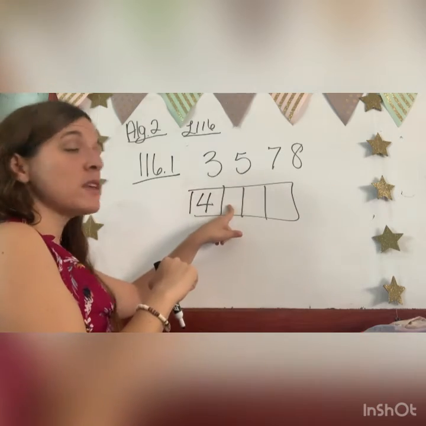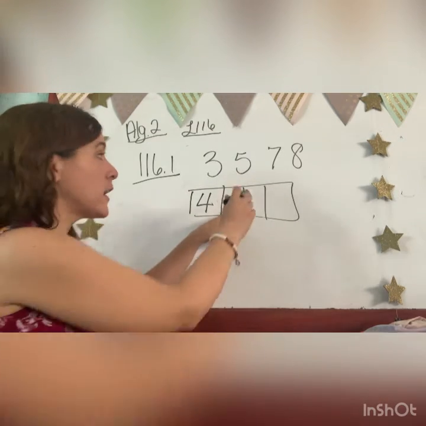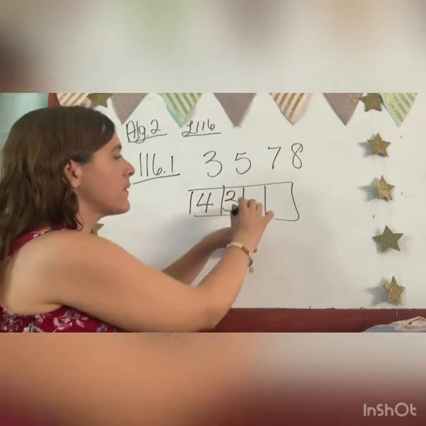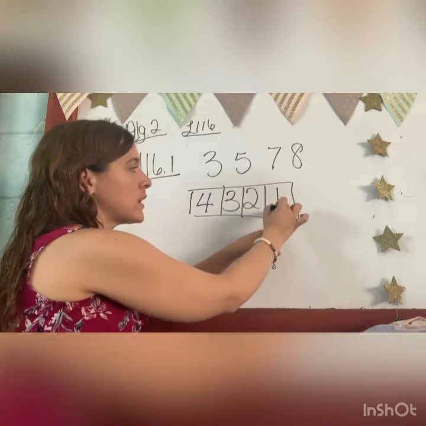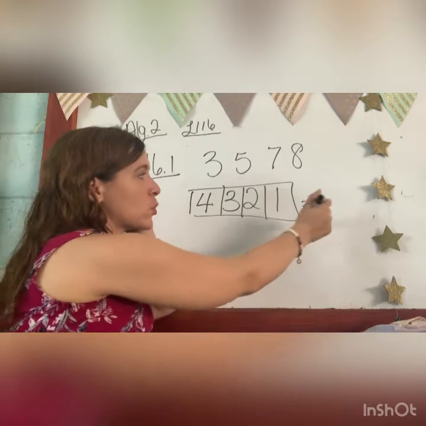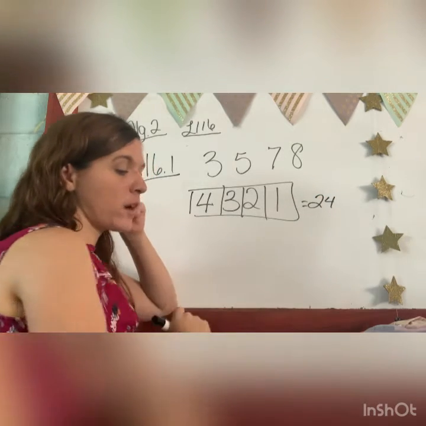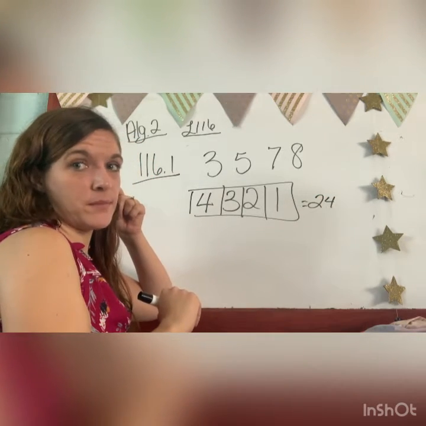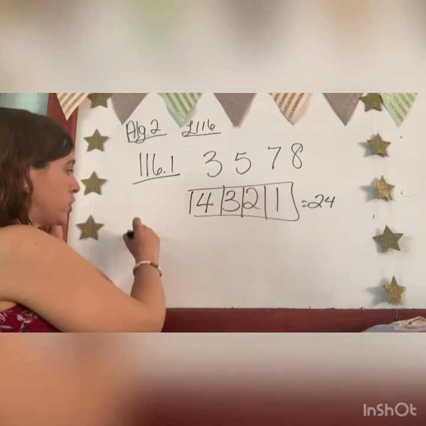But then once we use one, how many options do we have here? 3. So how many options do we have here? 2, and then we only have one option left because there's no repetition allowed. 4 times 3 is 12, times 2 is 24. There are 24 different ways to do that one, okay? Look at example 2.